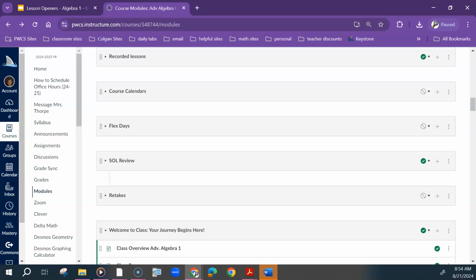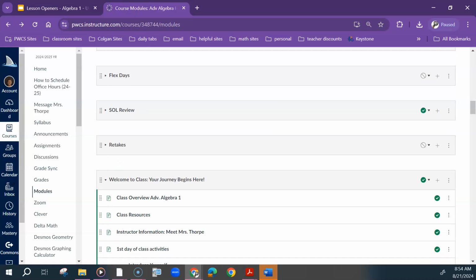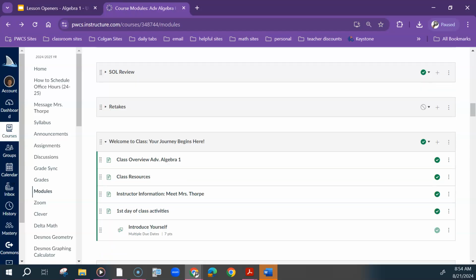Later we'll talk about flex days. This module is open all year, even though we don't really start doing a whole lot of SEL review until later in the year. We do some throughout the year, but that's open if you ever want to just try and see what you know. Try it just to see if you can do it. It's always open. Retakes, once we start testing, will be an important module for how we do retakes, what all you need to do, stuff like that.